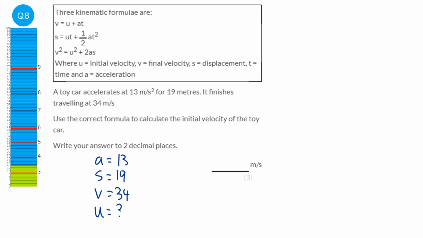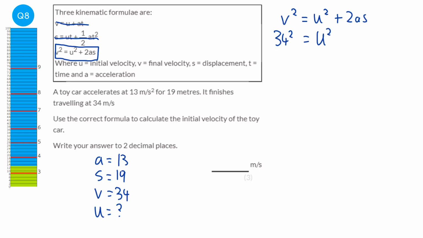So which of these formulae include a, s, v, and u? That's got a t in it, that's got a t in it, so it's going to be this one here. So let's write that out. V squared equals u squared plus 2as. So that would be 34 squared equals u squared, because that's what the one we're looking for, plus 2 times 13 times 19.